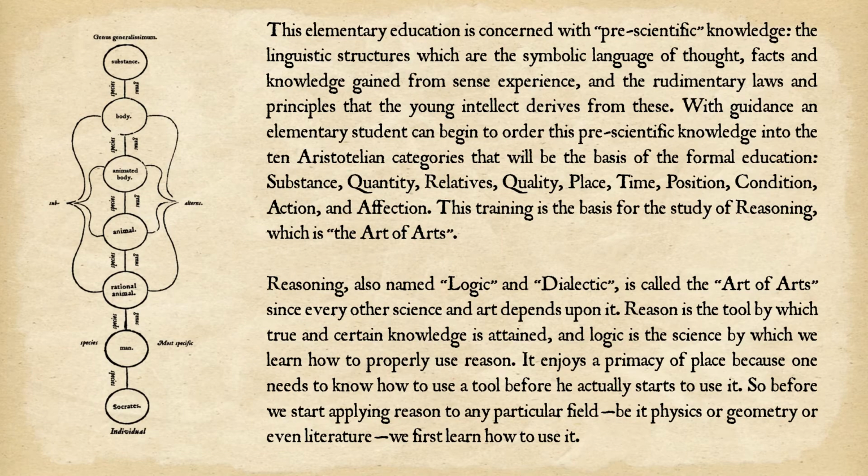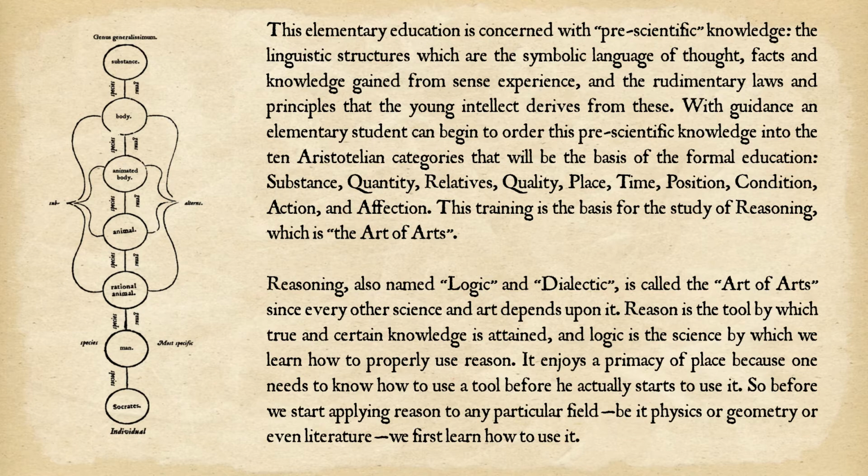This elementary education is concerned with pre-scientific knowledge, the linguistic structures, which are the symbolic language of thought, facts and knowledge gained from sense experience, and the rudimentary laws and principles that the young intellect derives from these. With guidance, an elementary student can begin to order this pre-scientific knowledge into the 10 Aristotelian categories that will be the basis of the formal education: substance, quantity, relatives, quality, place, time, position, condition, action, and affection.